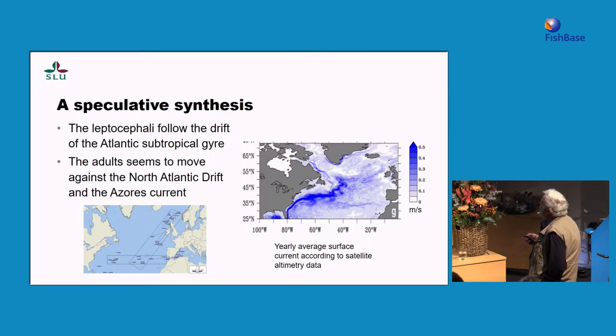So then, if we look again at the trend in direction of the migration, they seem to follow this branch of the North Atlantic current, which is the one that carries the heat up to the north, and then many from the southern region seem to follow or go against the Azores current.